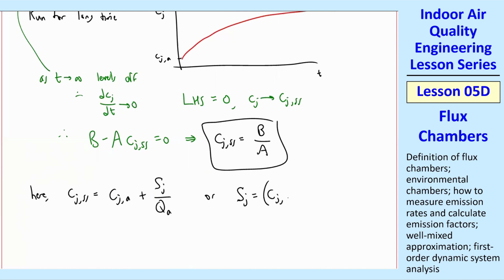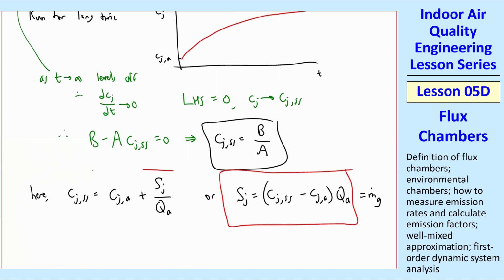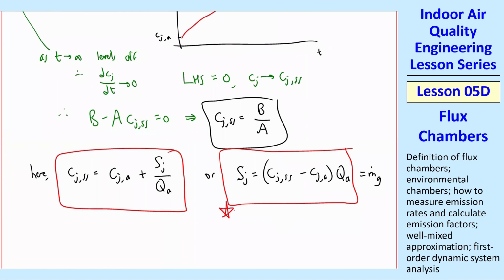So it turns out that S_J is C_J,SS minus C_J,A times the volume flow rate Q_A, and this is also called m dot G. We use that notation sometimes as the generated source, the mass generation rate, and this is the most important equation then that we'll typically use. This is called the steady state source strength. And that's how you would calculate that.